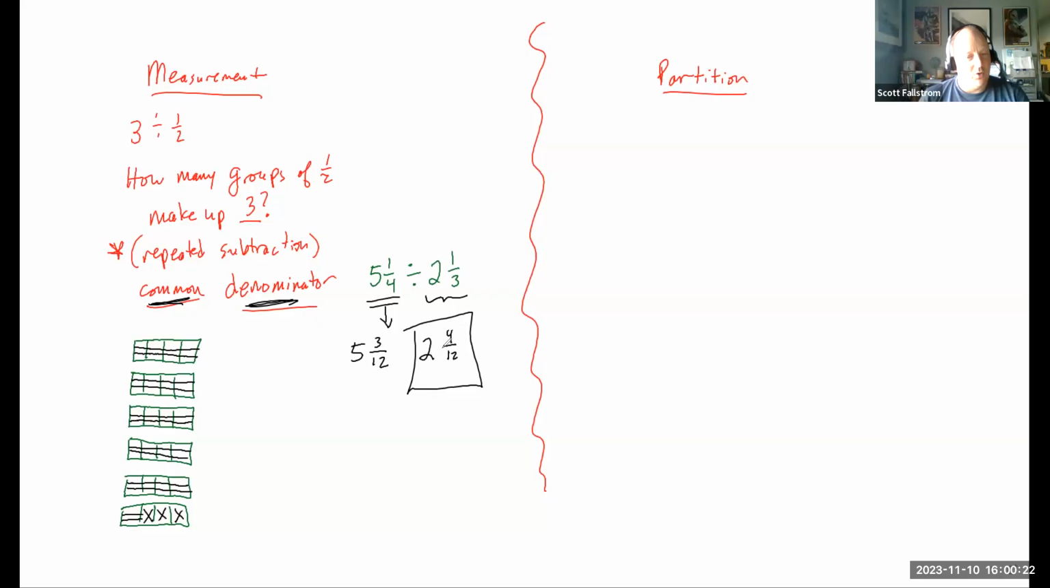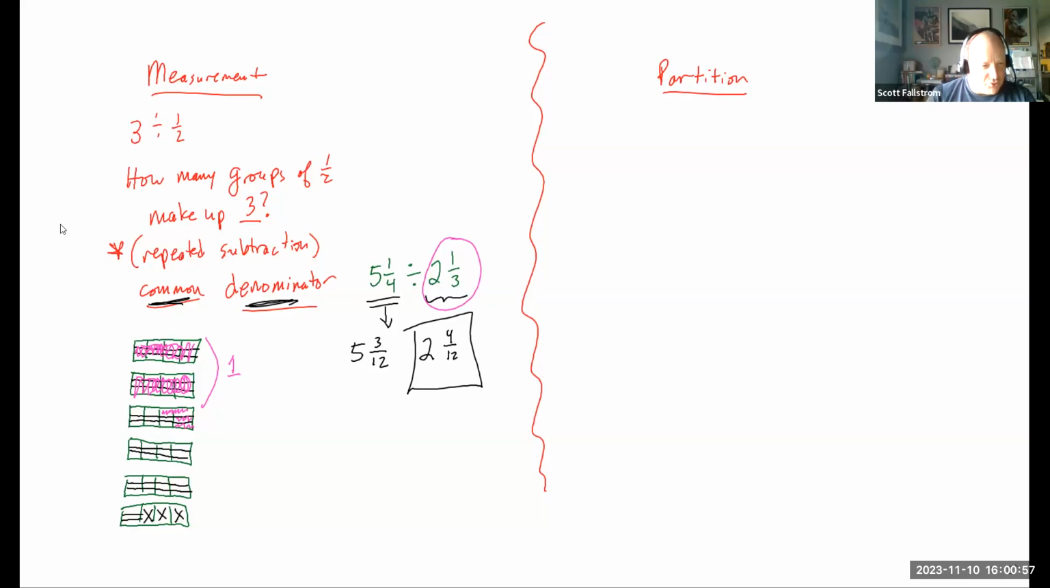So I need to take 2 whole objects and I'm going to shade them with a different color so you can kind of see it. First one, I'm going to shade with a bright pink. So I need 2 whole objects. There's 1 whole object. There's 2 whole objects. And now I need 4/12. Okay, so I need 1, 2, 3, 4. So that means right here, this is one group of 2 1/3.